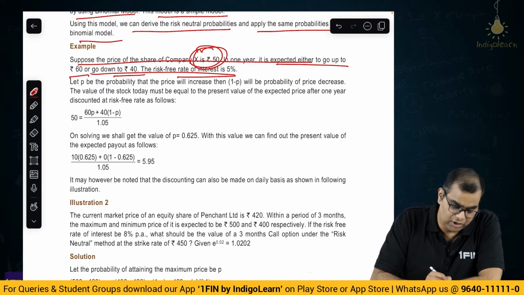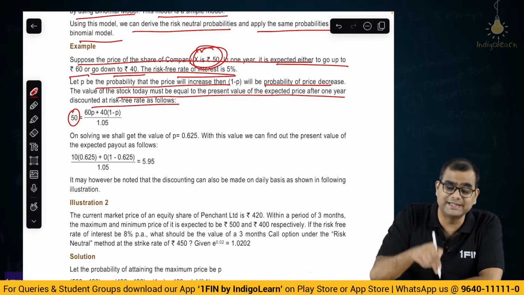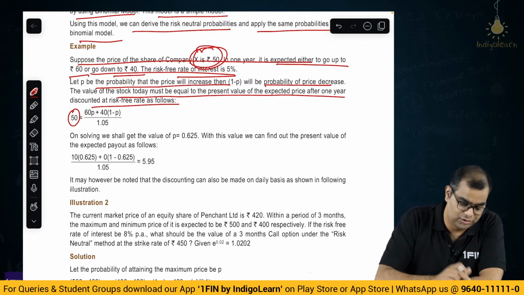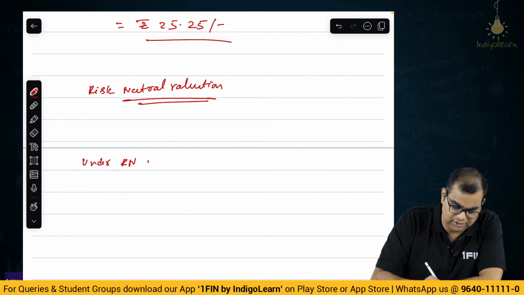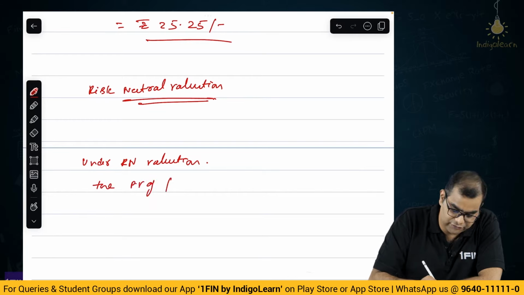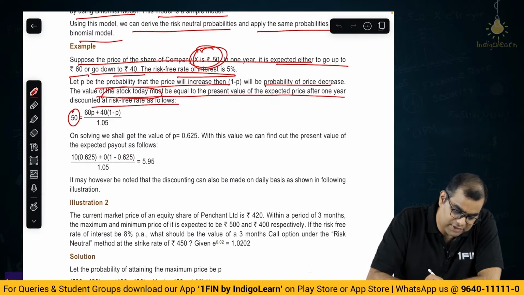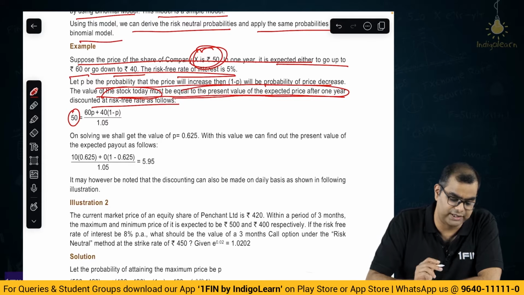Okay. Now, what is the underlying principle here? Let the probability of a price increase be P, the upward movement, and 1 minus P will be the price decrease. The value of the stock today must equal the present value of the expected price after 1 year, discounted at the risk-free rate. So this is what you have to state in risk neutral valuation. I am writing in short form purposely; please don't write short form in the exam.